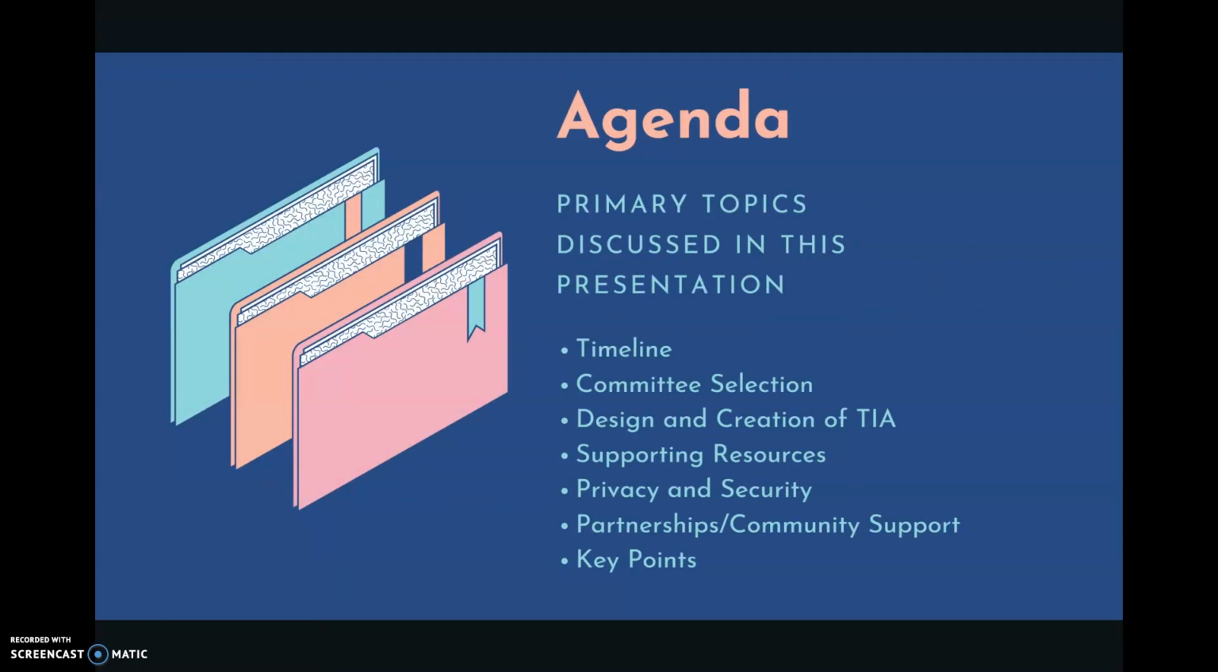The primary topics that I'm going to discuss and show through this TIA are the timeline that we would use, going through committee selection and all of the important steps that take place there, the design and creation of the TIA, the supporting resources within the community and outside of the school district, the privacy and security concerns, as well as partnerships within the community and in the school district, and also the key points from all of the resources.